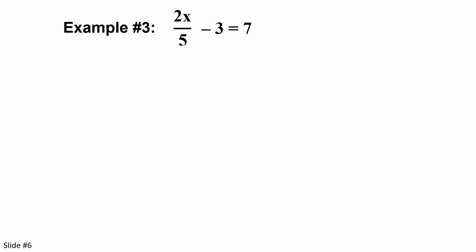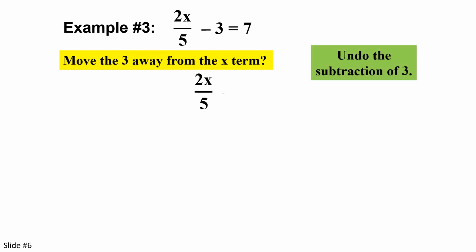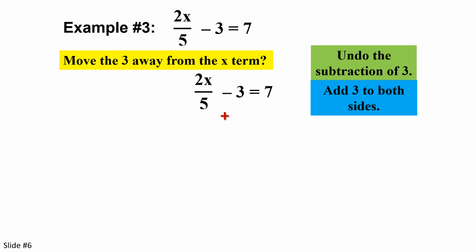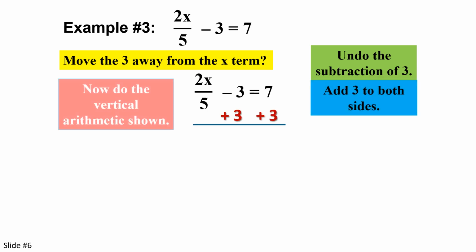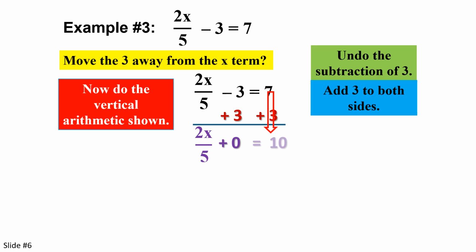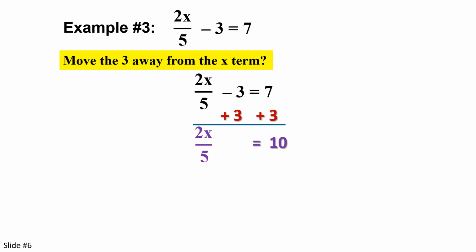2x over 5 minus 3 equals 7. So we need to move the 3 away from the x term. So we have to undo that subtraction of 3. We do that by adding 3 to both sides. Do the vertical arithmetic. So the 2x over 5 comes straight down. Negative 3 plus 3 is 0. And 7 plus 3 is 10. Then, of course, the 0 is not normally shown.